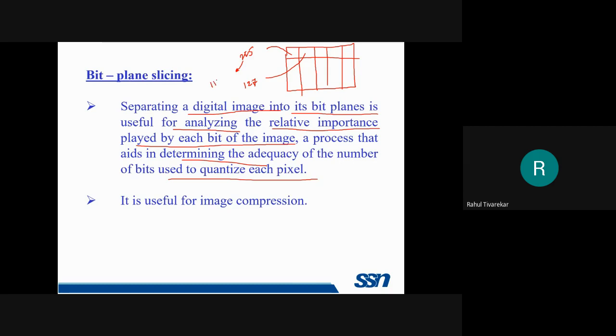1 1 1 1 1 1 1 1. And what is the binary corresponding to 127? 0 1 1 1 1 1 1 1.